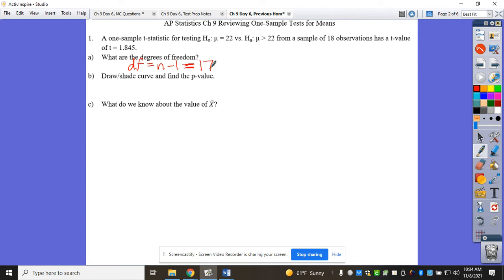Then it says draw and shade the curve to find the p-value. It already gives you your test statistic value, which is over here. So this is 1.845. We're using T with 1.845 and degrees of freedom of 17. And you end up getting your p-value as what? What's the p-value? 0.0423. 2, 3 or 1, 3? I got 1. I think it's 1, 3.